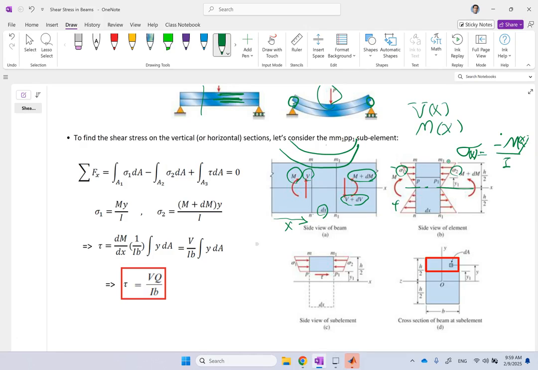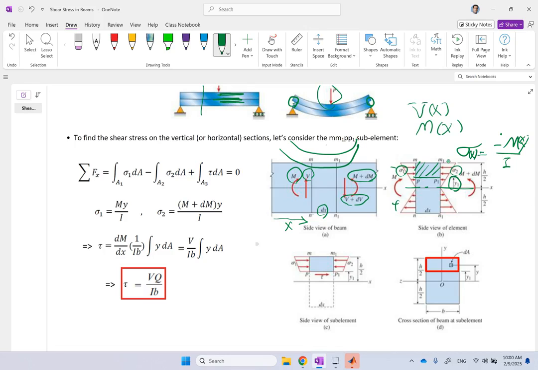So now we break this element into an even smaller portion, and we cut it at height y1, or arbitrary y, and we only look at this top portion of this element, which is shown here.